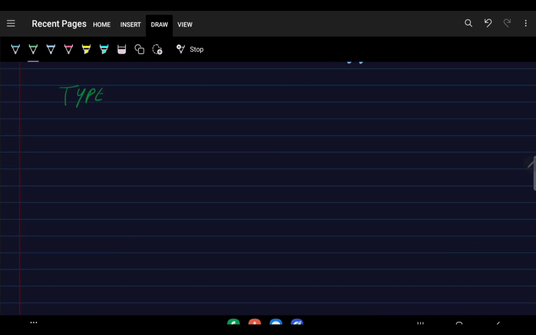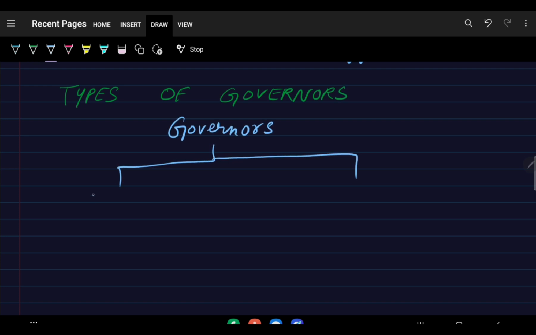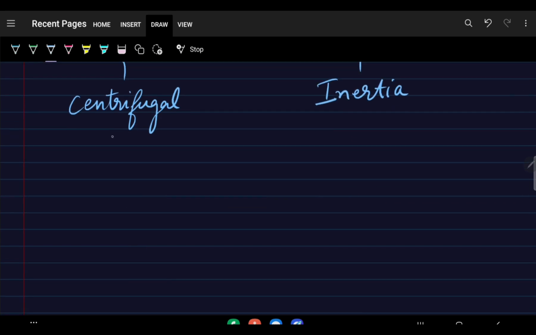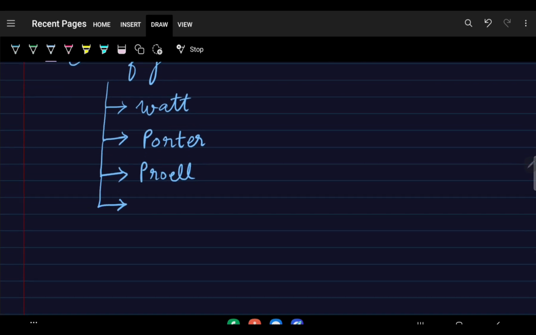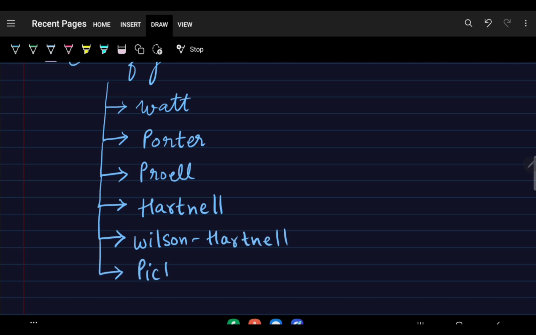Now coming on to the types of governors, governors are basically of two types. One is the centrifugal governor and the other is the inertia governor. Centrifugal governors can be further classified into six types: the Watt governor, Porter governor, Proell, Hartnell, Wilson Hartnell, and Pickering governor. So let's understand each of them one by one.